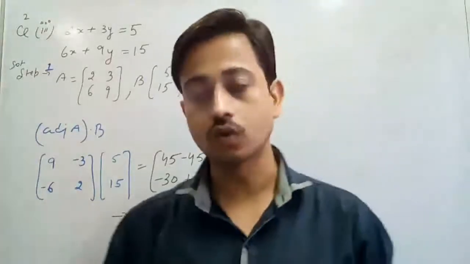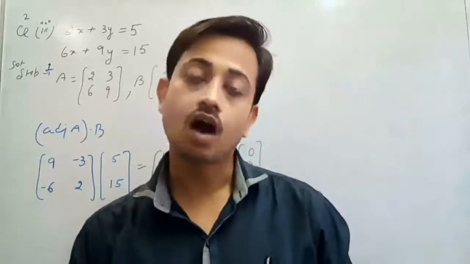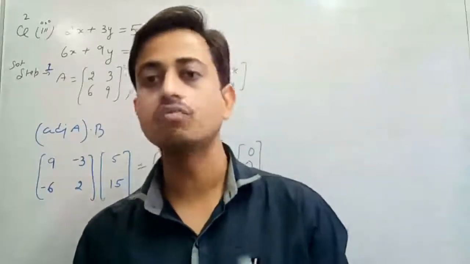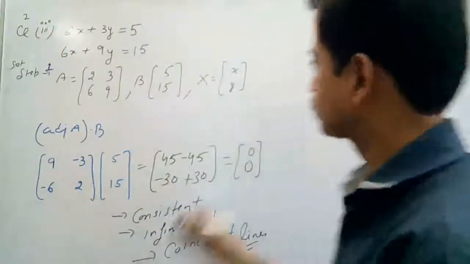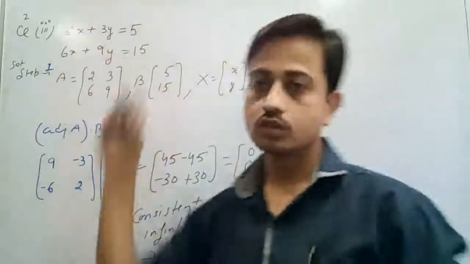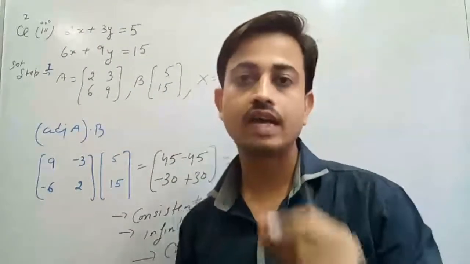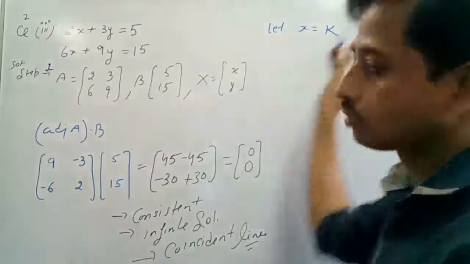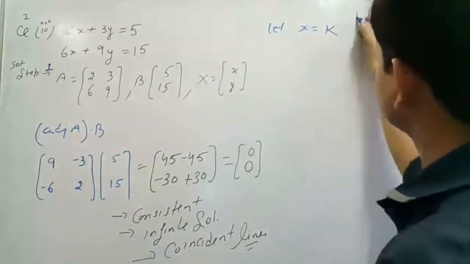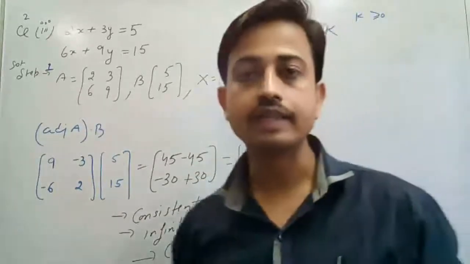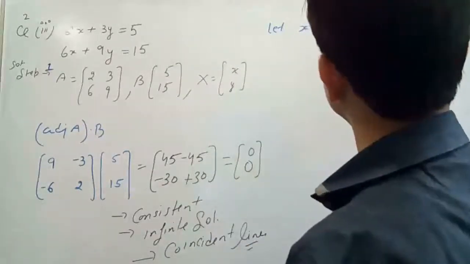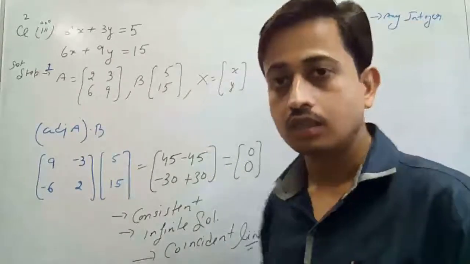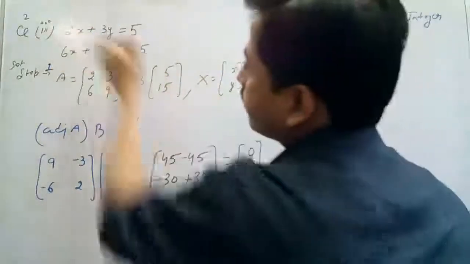Now we have to solve further to get the infinite solution. And how we will get the solution of infinite terms? So in this you have to assume any variable is equal to any constant. Suppose I'm taking x is equal to k. I'm assuming x is equal to k and k is any integer. Now we have to put it in equation number 1.